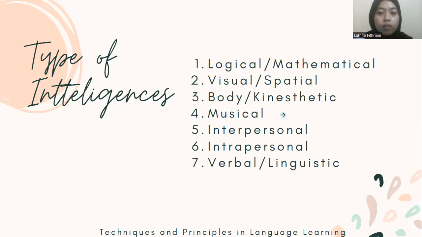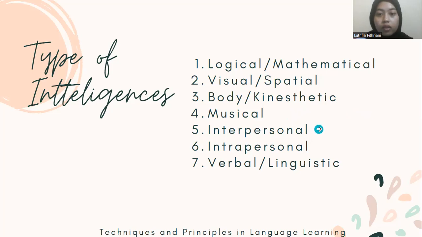The fourth is musical. This type of intelligence has to do with rhythm, music, and hearing. The activities that the student can apply in the classroom, for example, make up story with music.